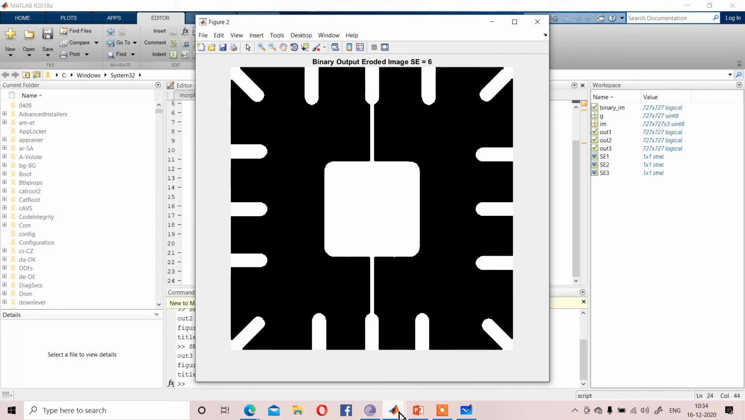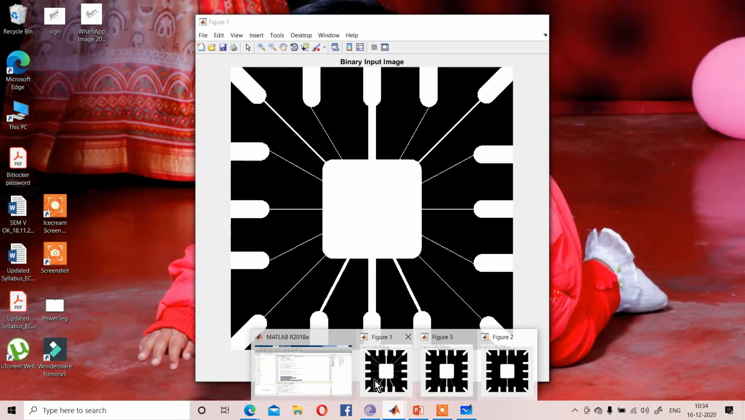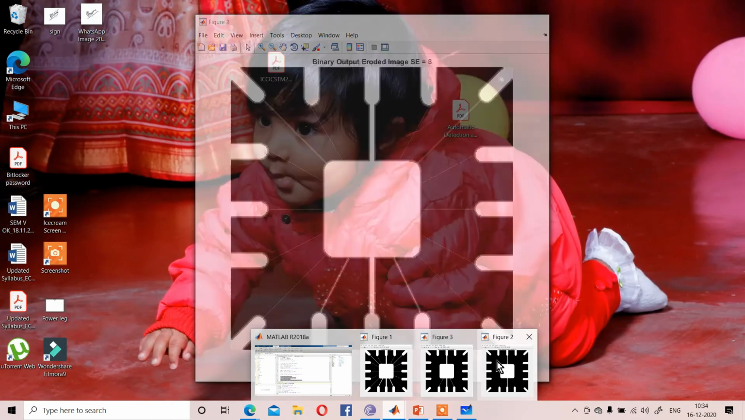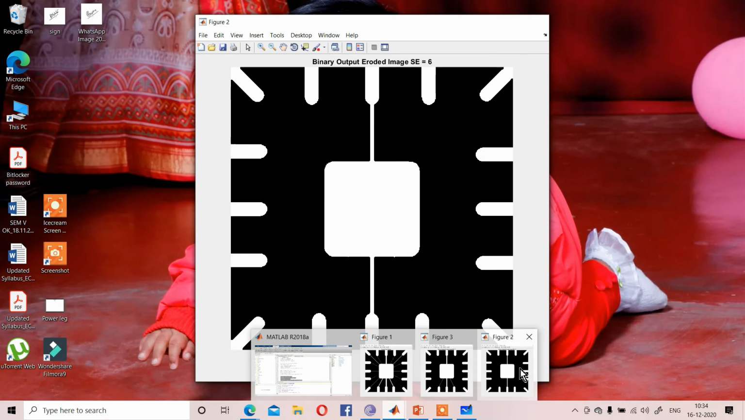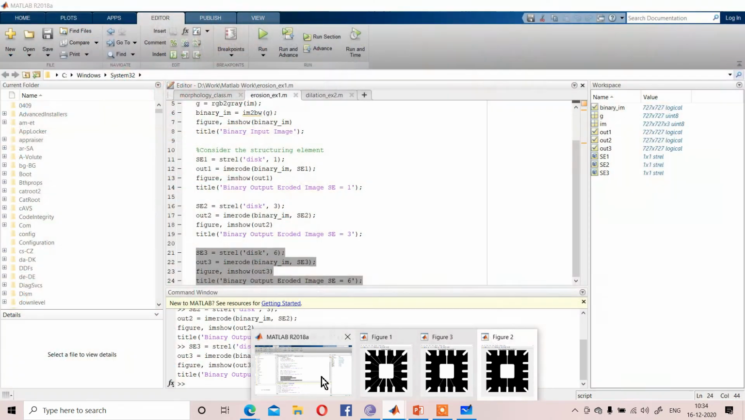You can check, this is your input image, the size of the other part except the line, and for the output image the size of the other part is not the same. For both cases the erosion is also happening. Okay, so that is the erosion.